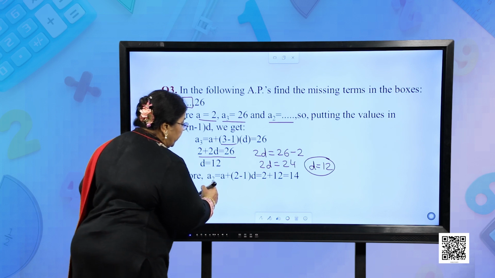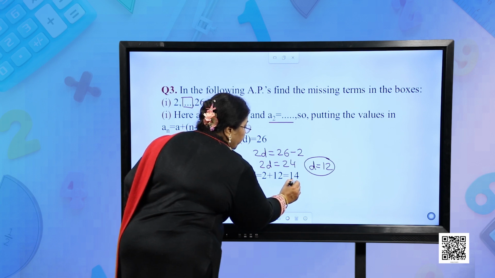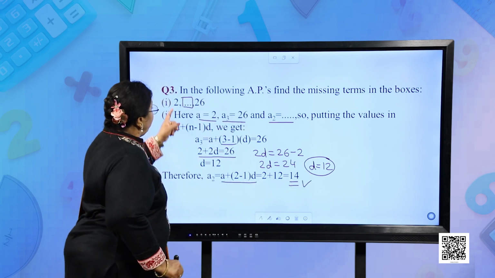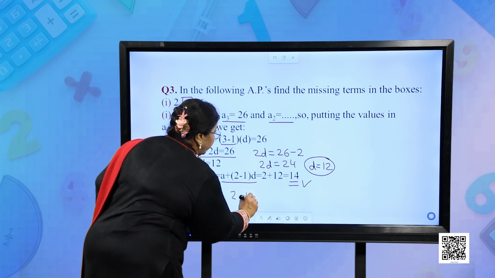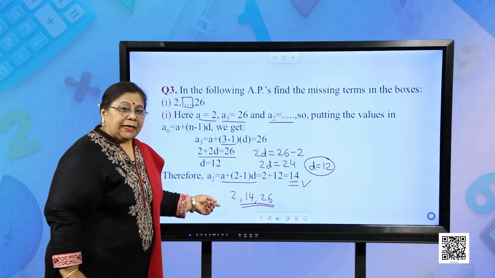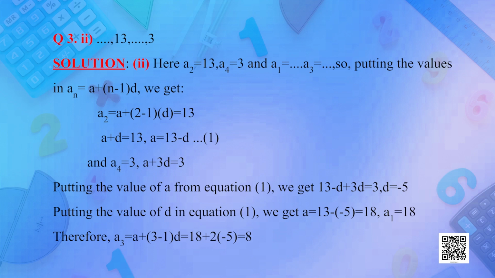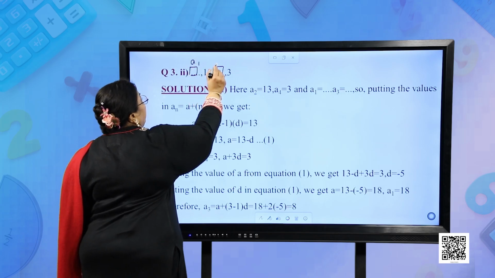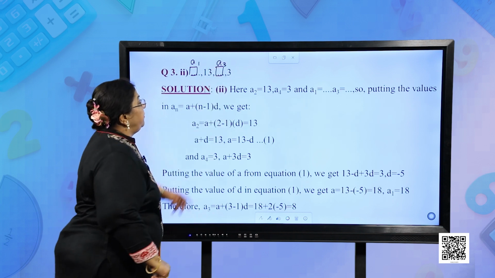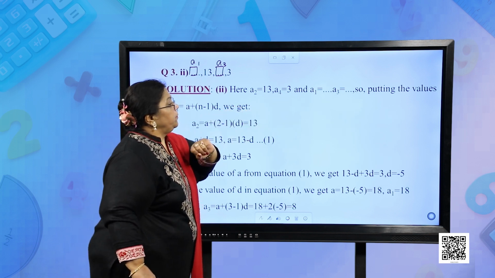Look, so A2 is A plus 2 minus 1 into D, that is A plus 12 is 14. Is it clear? So, we will have 2, 14, 26. This will be our AP. Is it clear? Second term will be 14. Let us try another question. We have here one box here and 13, again one box and 3. That means I need to find A1 and A3. We are given second and fourth terms. A2 is 13 and A4 is 3.